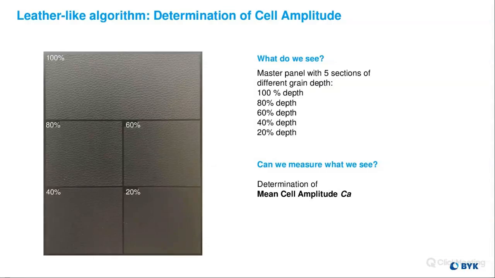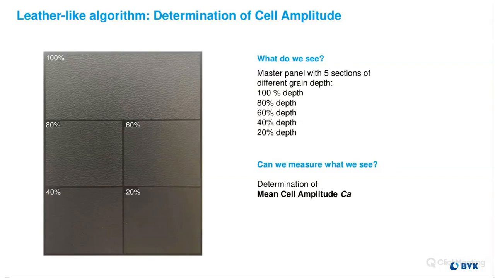and the valleys. And as we go down to 80, 60, and 40, down to 20, we see that it slowly starts to get flatter and more shallower. At 20%, it almost looks like a smooth surface. That's how shallow it is. So how can we measure what we see?